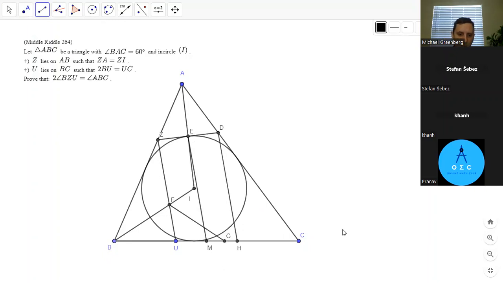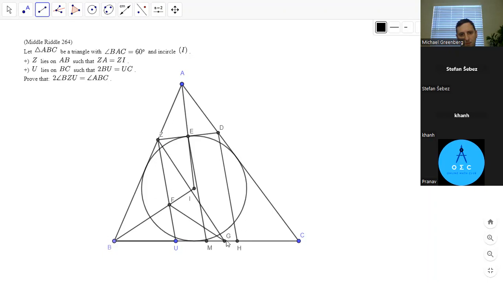I thought about that with angle chasing. So we would want to show that angle GZF is 90 minus angle B. And F is actually not important now. You just take GZU. Okay, and I will just write the angle chase in chat.